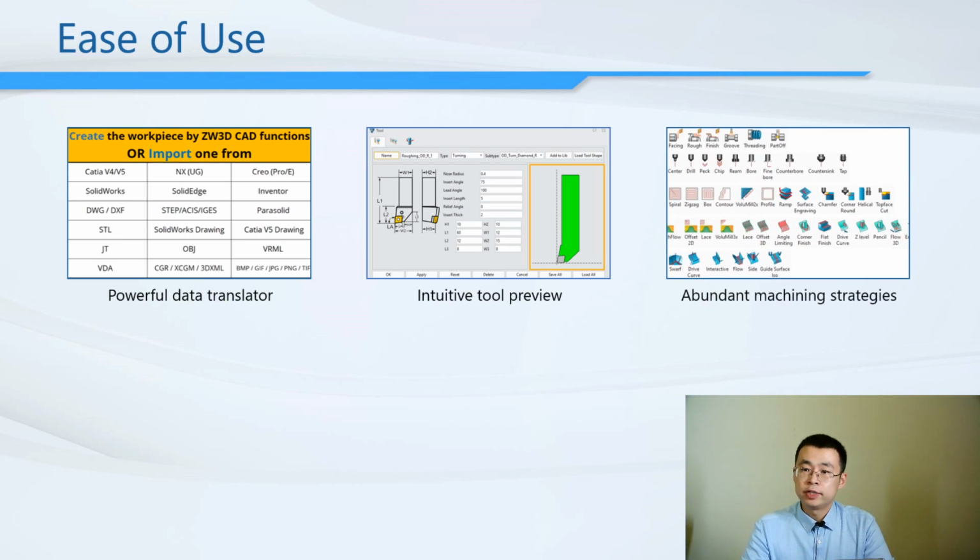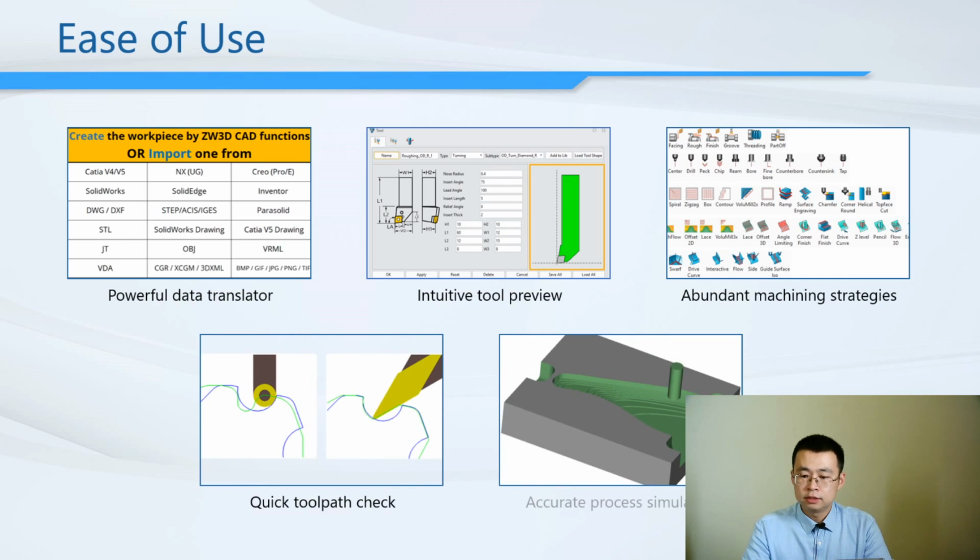ZW3D can provide abundant machining strategies, and all the operations are well defined and well categorized. We have different drilling operations, different milling operations from 2 axes to 5 axes, and also different turning operations. And the last 2 points are for the checking functions.